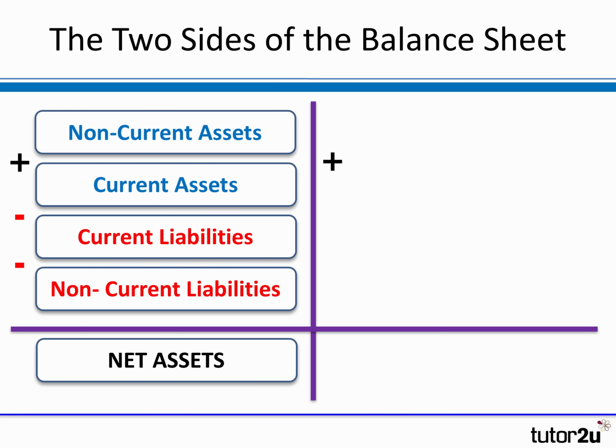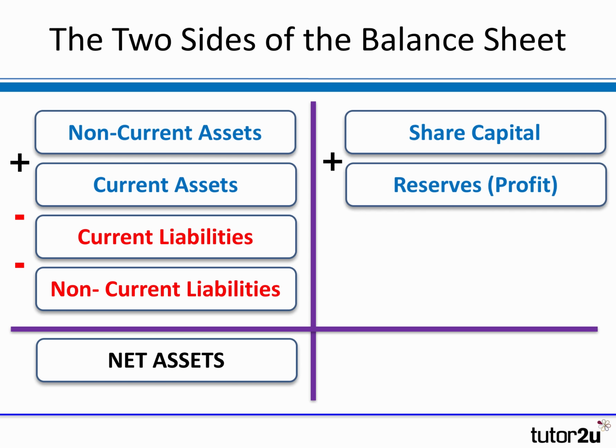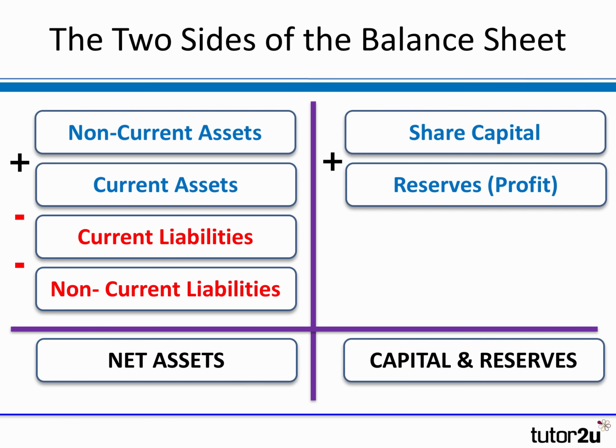On the other side of the balance sheet, the net assets will equal the share capital invested in the business together with the accumulated reserves, in particular the profit of the business. Add those two together and you come up with a thing called capital and reserves. Don't worry about why these two things balance. They always do because of the way accounting is performed. But the important thing is to remember that the net assets are always supported by the capital and reserves.